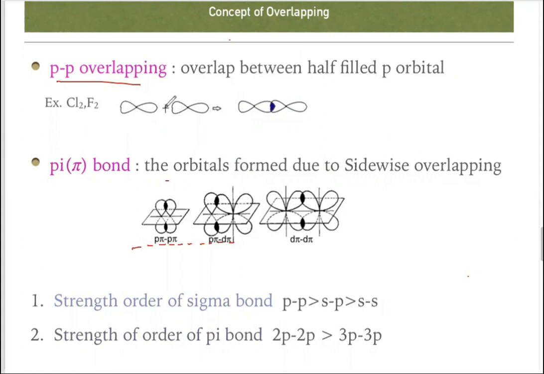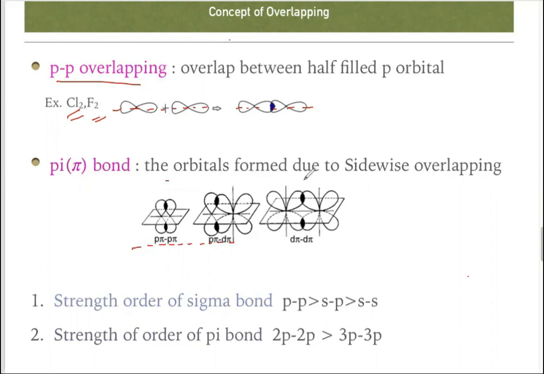They overlap axially. So this one is axial overlapping, and that overlapping is pp overlapping. For example, Cl2 or F2. Next, we'll talk about the pi bond.